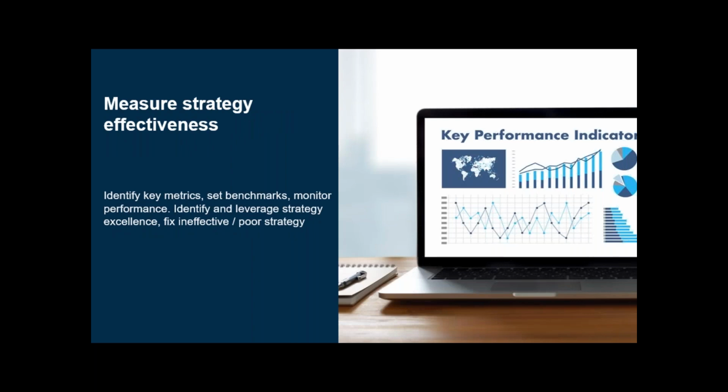We do need to also measure the strategy effectiveness. So if we're going to improve our strategy and prevent this deterioration, we need to be able to see how well it's currently working. We need to be able to identify some key metrics that are both lagging and leading metrics to be able to tell us where we're headed, as well as where we've been. We need to set some benchmarks. We need to monitor performance, and we need to identify and leverage those pockets of strategy excellence. And we need to be able to fix those ineffective and poor strategies very quickly.